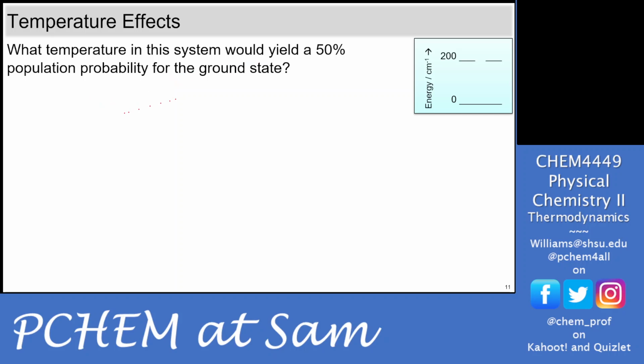So we want the probability of being in state 1. Okay, what is that probability? That probability is the degeneracy factor of state 1, e to the minus 200 over kT. And let's go ahead and write everything out. G0 e to the minus 0 plus G1 e to the minus 200 over kT.